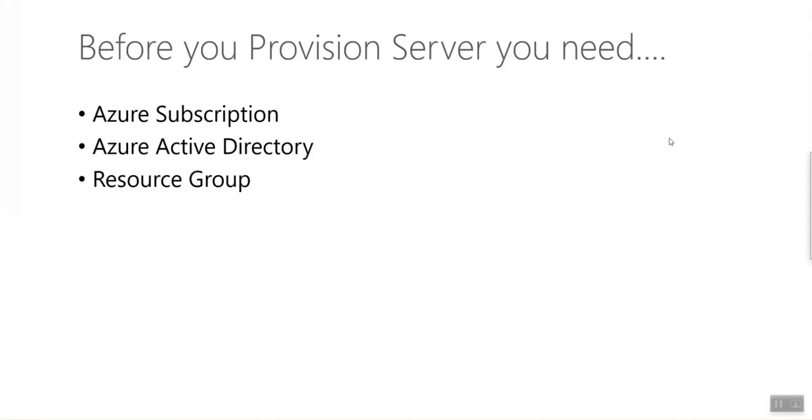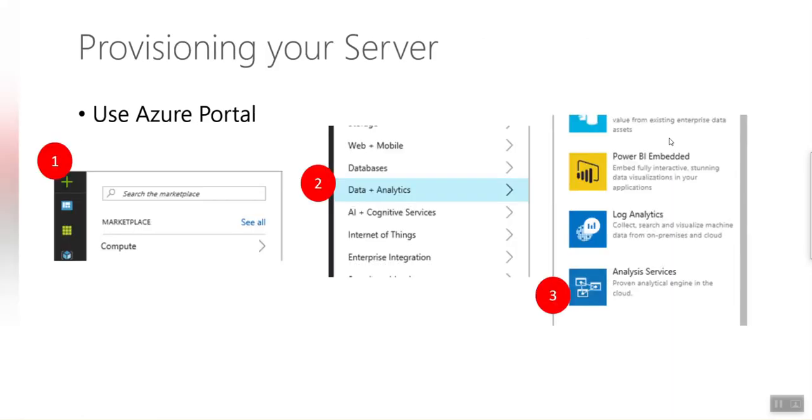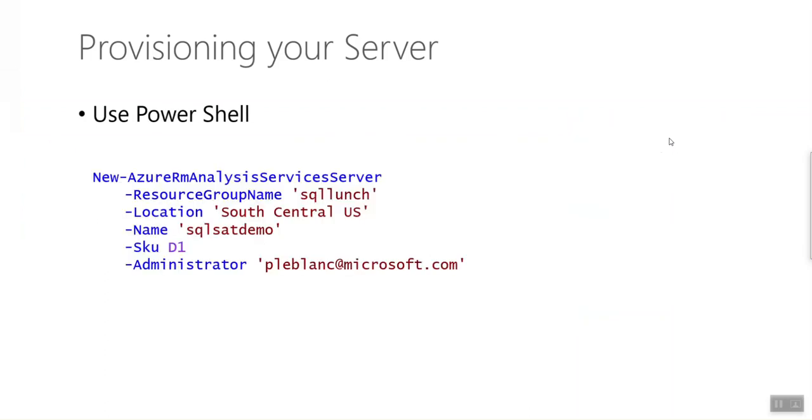So how do you get this provisioned? How do you create an Azure Analysis Services? Well, just like any other Azure resource, you need a subscription and Azure Active Directory. You need to create a resource group, and I'll show you all that stuff here in just a little bit. And so you can do it three ways. You can provision it using the portal, click, and I'll show you how to do that. You can use PowerShell, which is really easy.